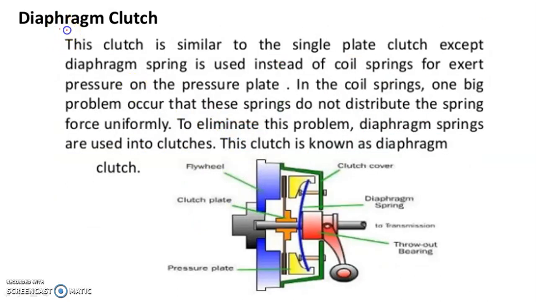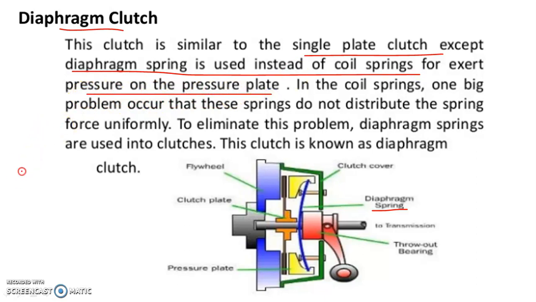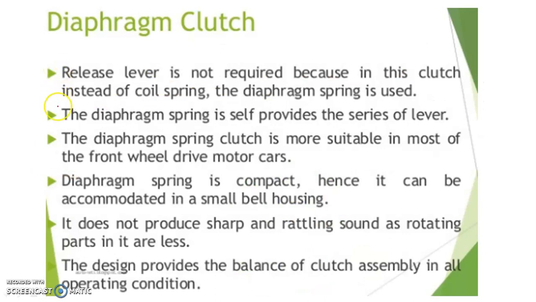After that, diaphragm clutch. Here you will see there is a diaphragm spring. This clutch is similar to the single plate clutch, except a diaphragm spring is used instead of coil springs to exert pressure on the pressure plate. So this is nothing but the principle of working of diaphragm clutch. So these are some of the points.